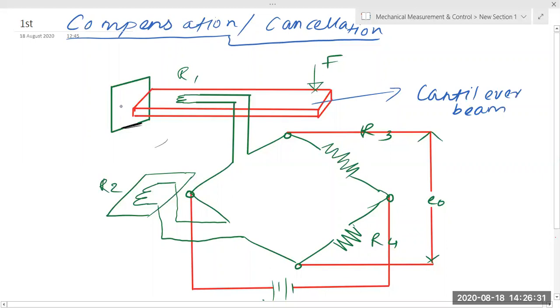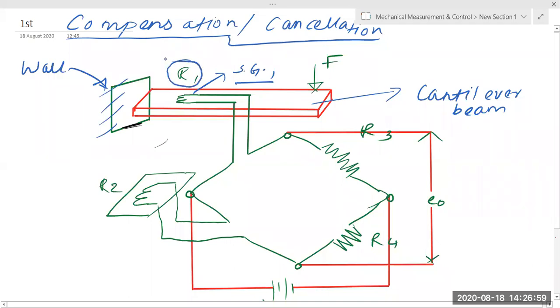Now, there is a strain gauge. You can see a wire here. I can put its name as SG1. There is strain gauge 1 which is installed on this cantilever beam. This is the fixed part. The cantilever beam is fixed to the wall. You can say this is my wall. This strain gauge 1 has some internal resistance R1.